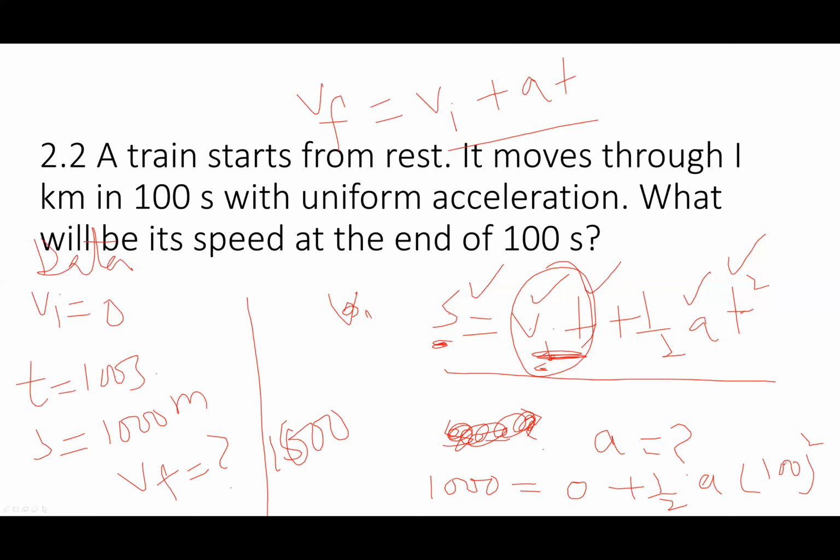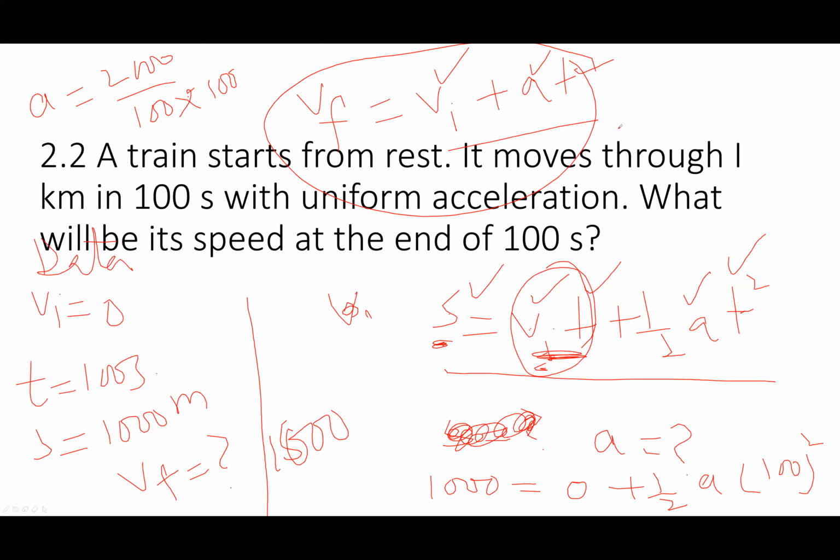So here acceleration is equal to this 2 multiplied with 1000, it will become 2000 divided by 100 times 100. So we get 0.2. So acceleration is 0.2. Then by using this equation, you can find the final velocity. Initial velocity is given, acceleration we have already found, and time is also given.